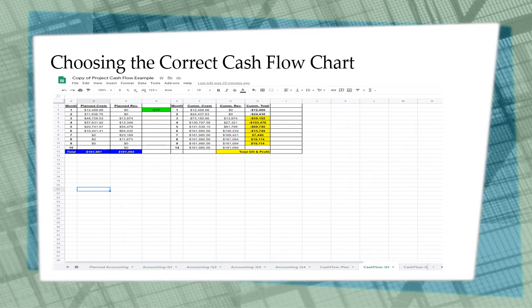Okay, so when doing it the correct way, you want to choose the correct cash flow chart. You want to choose the one that's based on the actual expenses and actual income. So you choose this one right here, the cash flow, quarter 1, quarter 2, quarter 3. As long as it's a cash flow chart, you'll be fine, not the counting ones.